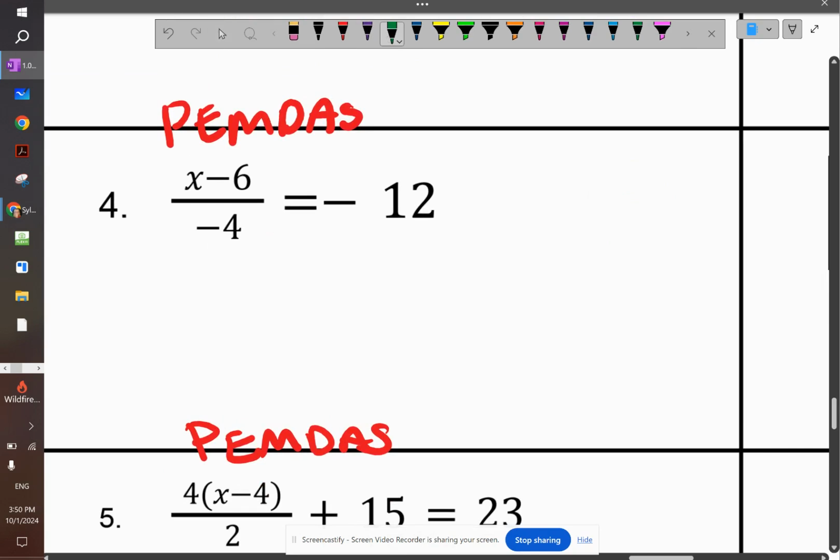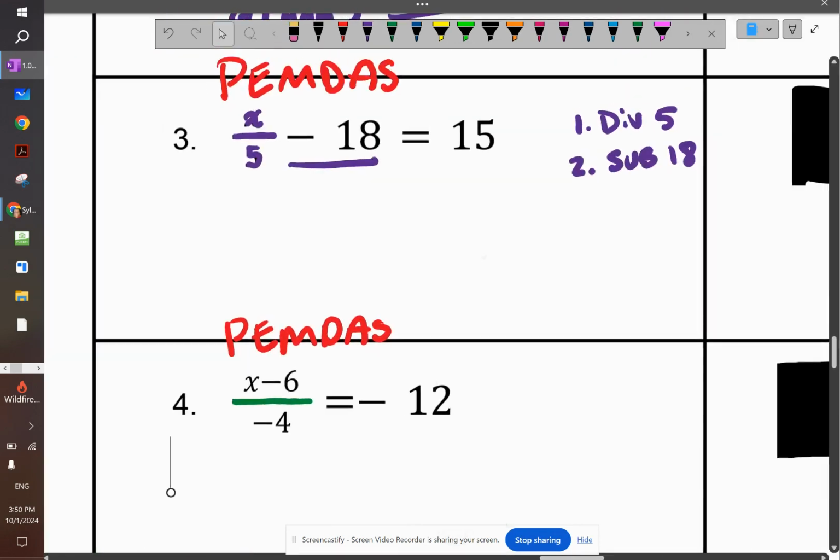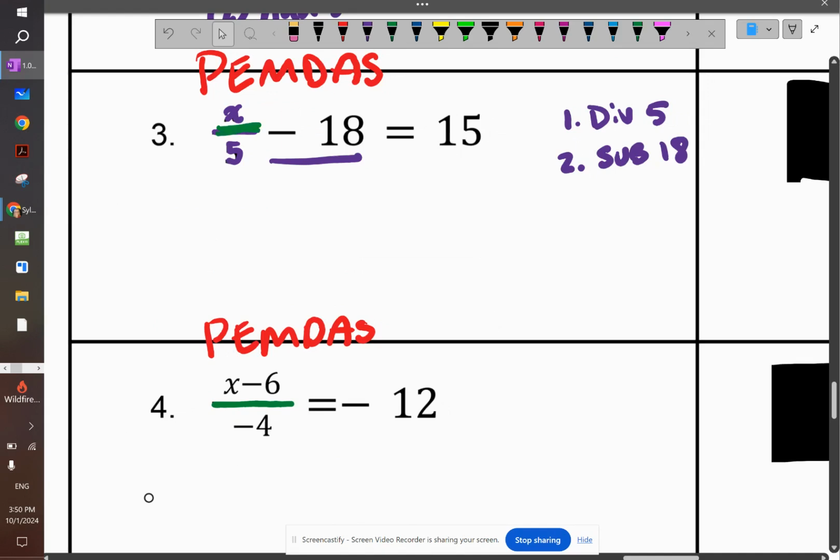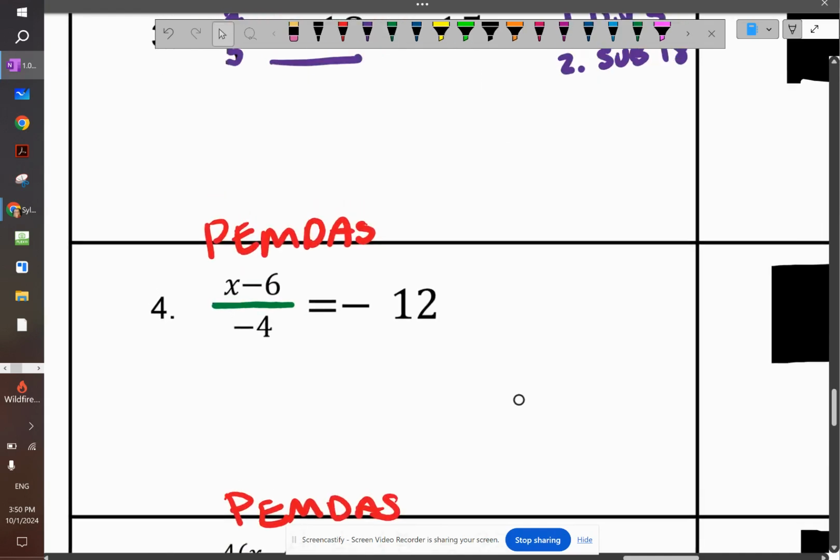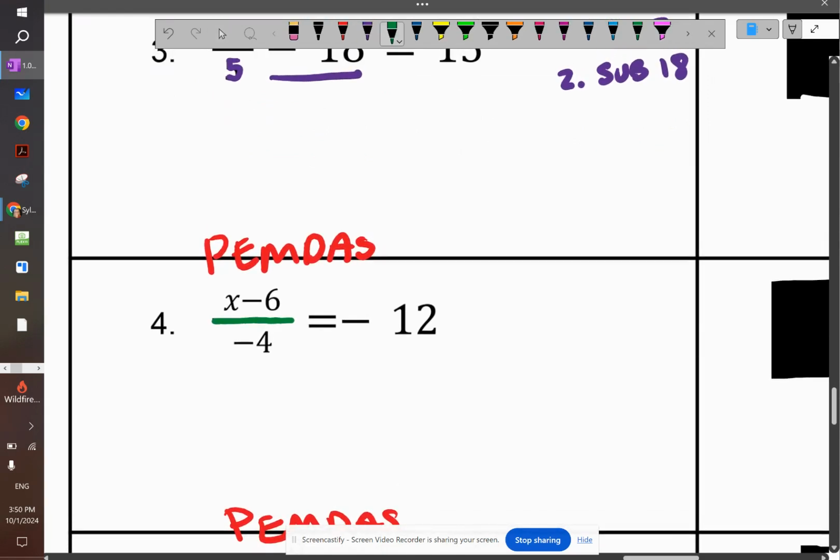Number 4 is a little different because we have, again, a fraction. It's a little different than number 3 because in number 3, the X was the only thing on top. Now I've got X minus 6 on top, and then it's divided by -4. So the first thing that happens is that we are subtracting 6 from the X, and then we are dividing by -4.